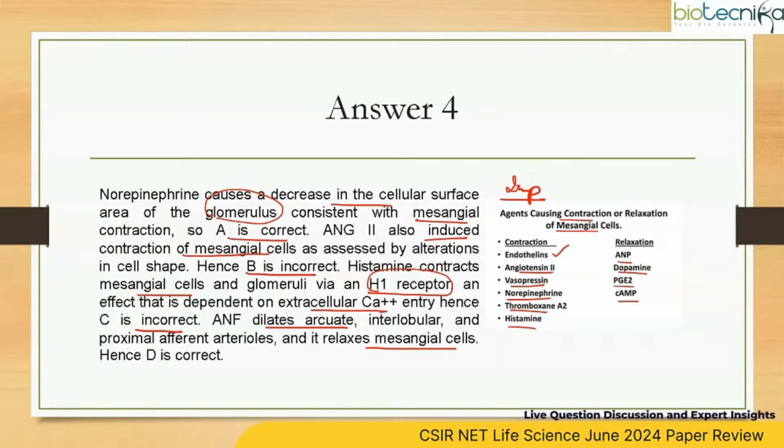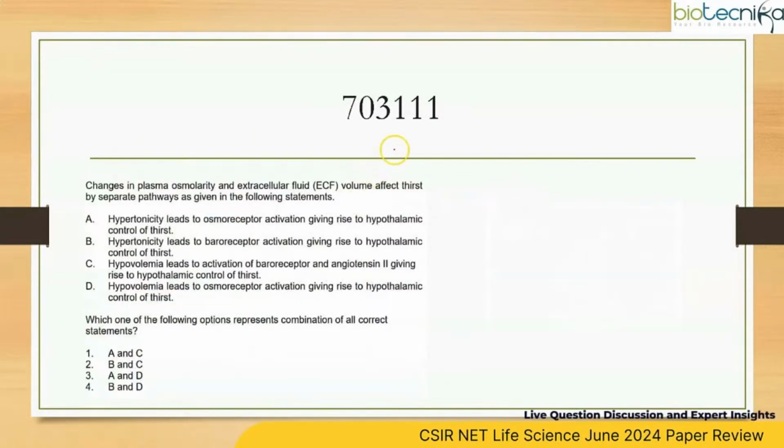So that was 703110. Now we move on to the next question, that is 703111. This we can say is related to the circulatory system. Changes in plasma osmolarity and extracellular fluid volume affect thirst by separate pathways as given in the following statements.